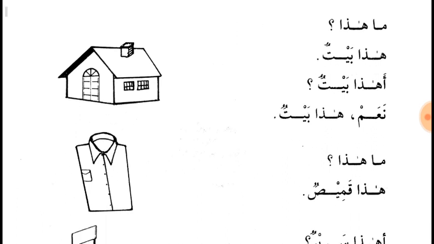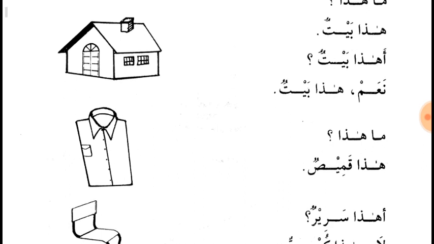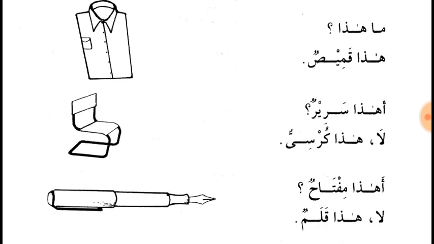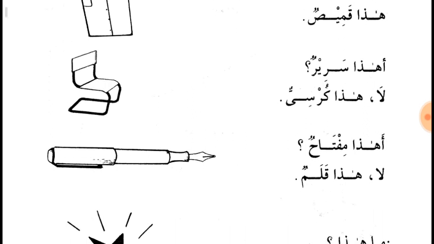Okay. Ma hadha. What is this? Hadha kamisun. This is a shirt. Ahadha sarirun? La. Hadha kursiyun. This is the bed? La. Hadha kursiyun. This is a chair.